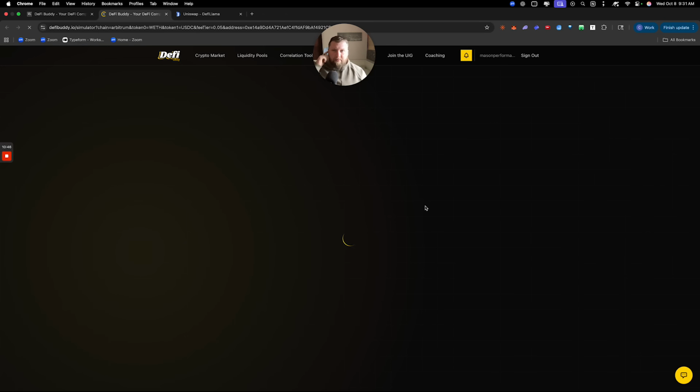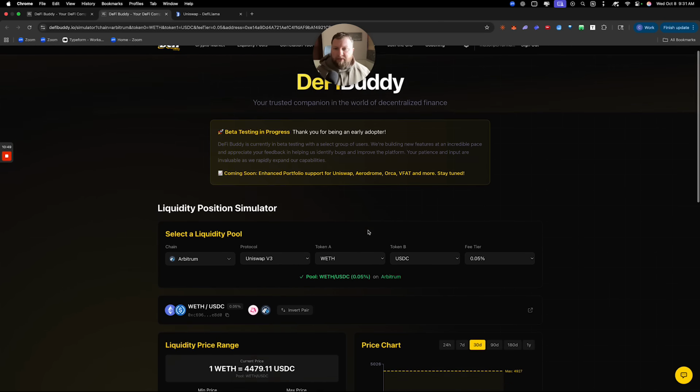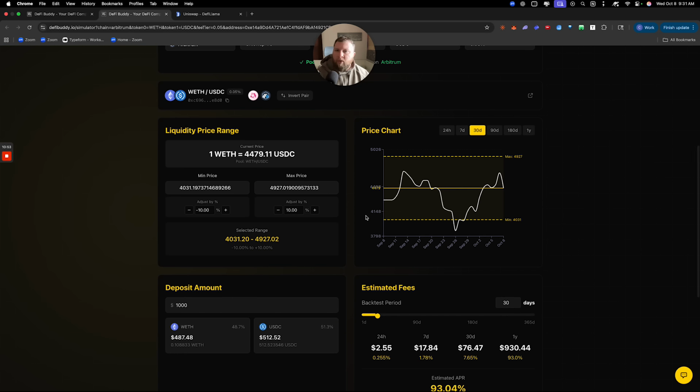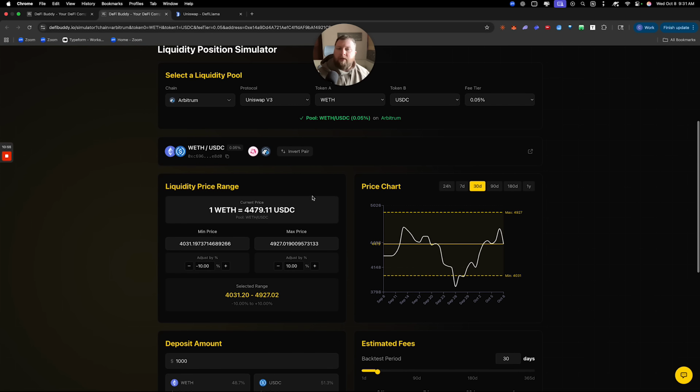So I'm going to press simulate, and that will bring up this screen, which allows us to simulate this position a little bit to get more details on it. The next thing I want to do before I do anything is select the range. The range is where I want to provide that liquidity within a price range. And I'll give you an example here.